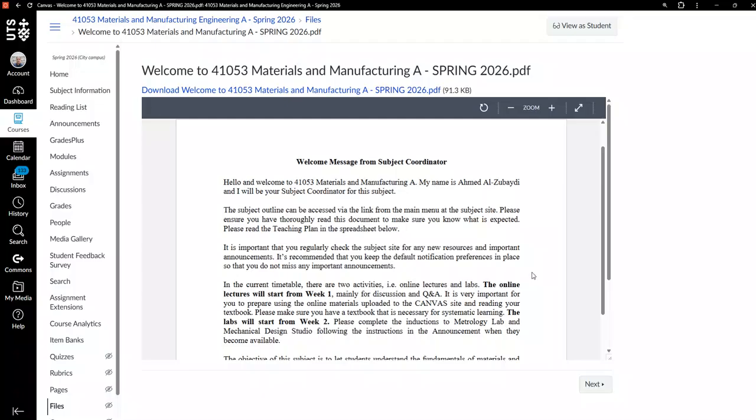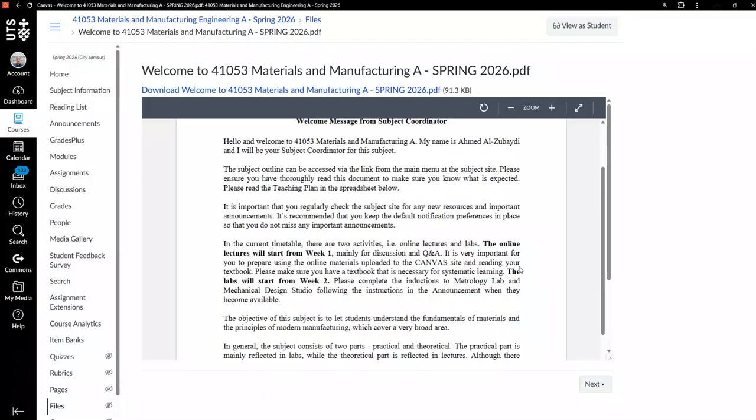Sorry, on Teams. We're going to have a weekly online lecture, starting from week number 1, which is this week, sorry, starting from tomorrow. Mainly it's going to be a session for discussion and question and answer. It's going to be very important for you to understand what material you will need to prepare for the quizzes. All the quizzes are going to be within the materials we cover in these sessions.